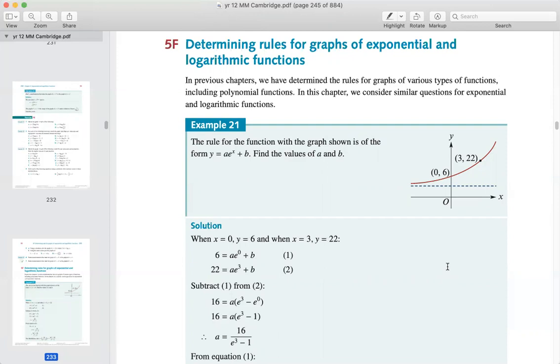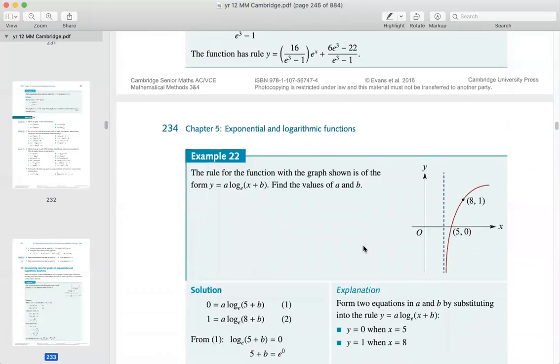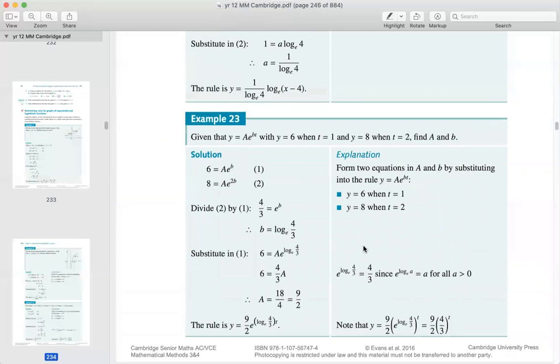So we plug in to get two equations over here, and we just manipulate these two things to get our a value and b value. Okay, and for 22, exactly the same, but this one is just log instead of exponential functions. Okay, I will ask you guys to check by yourselves.